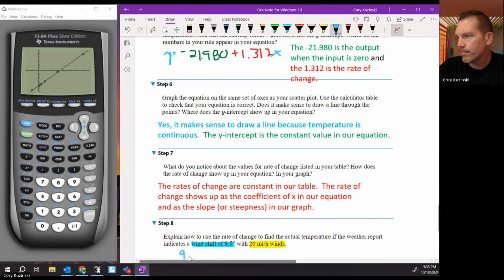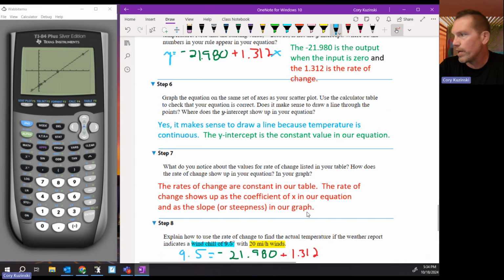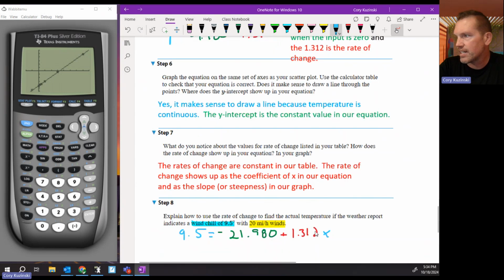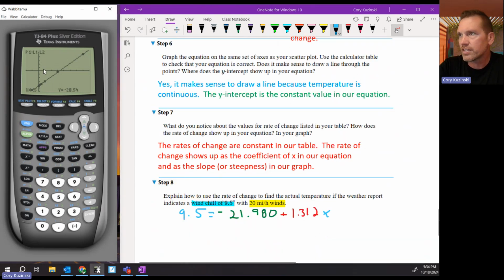So we're going to go 9.5 equals negative 21.98 plus 1.312 times x. There are a lot of ways we can find this. I guess we could trace. I'm tracing the scatter plot. If I press up, now I'm tracing the line. I could look for that output of 9.5, which is right about 24. Pretty darn close to 24.